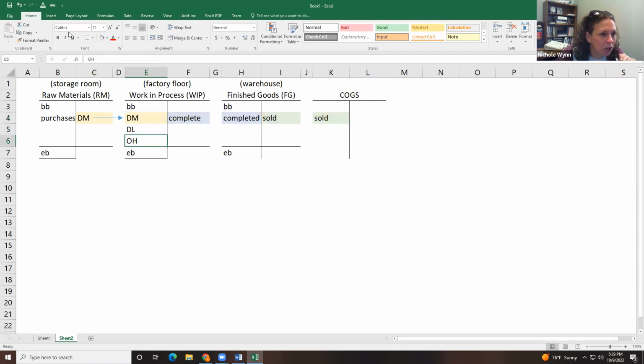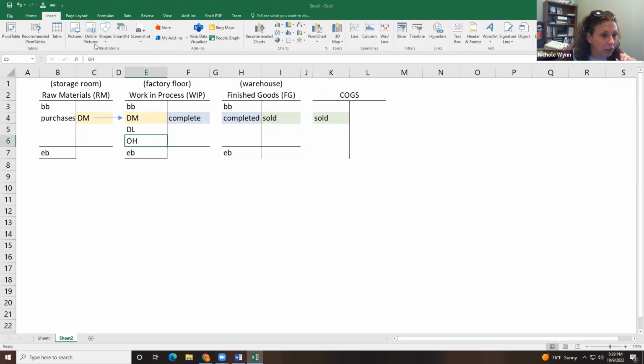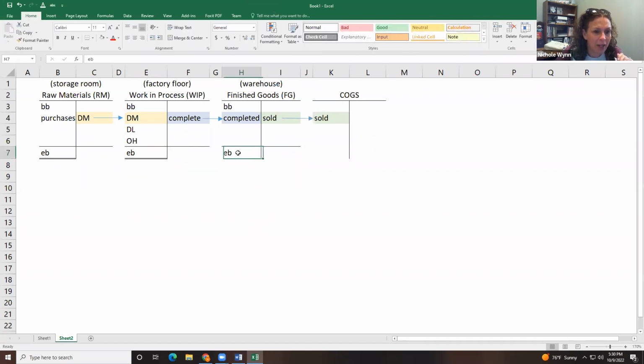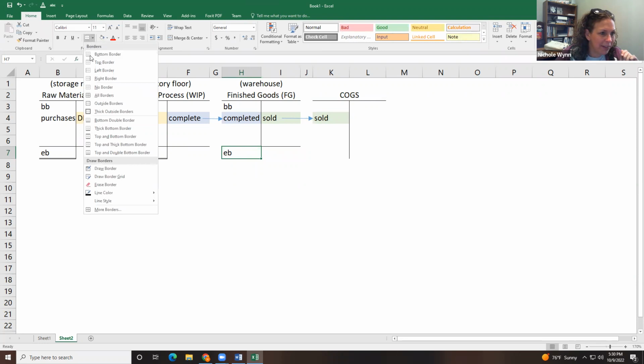Okay, so I can draw arrows. Shapes. And draw an arrow coming over, and then I can draw another arrow coming over. Well, that one's kind of off kilter. Okay, I'm going to double underline this ending balance.